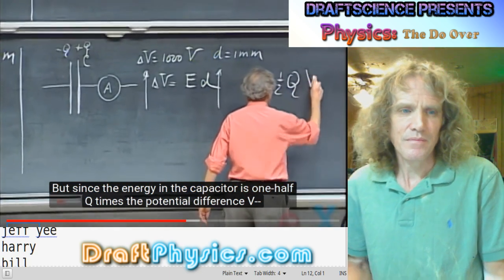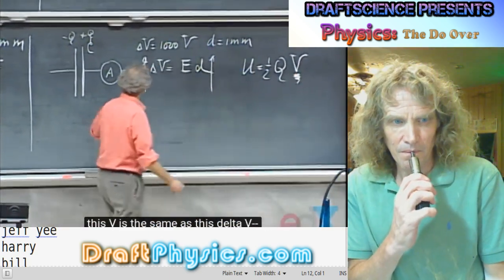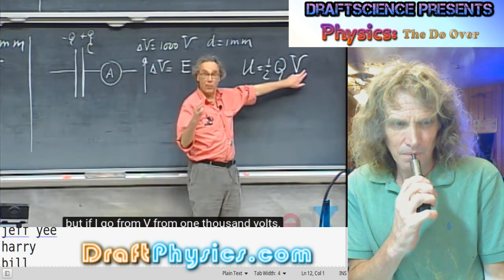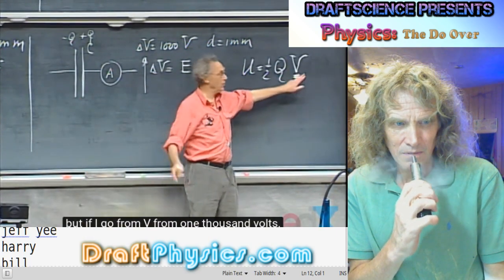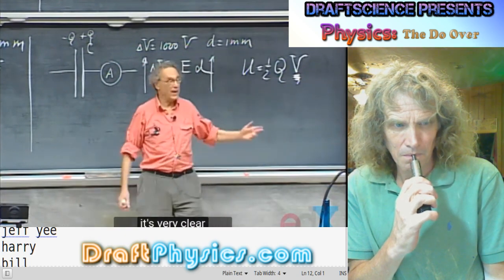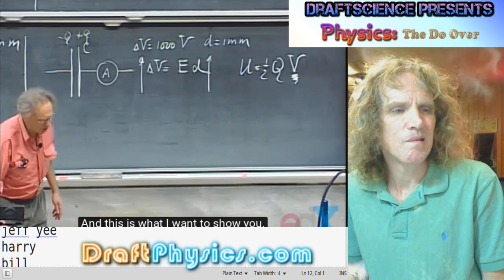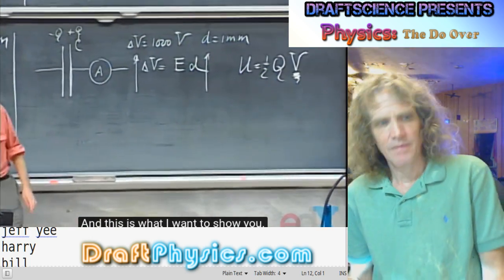But since the energy in the capacitor is 1/2 Q times the potential difference V, and this V is the same as this delta V, if Q is not changing but I go from V from 1,000 volts to 10,000 volts, it's very clear that I have done work. I have increased the electrostatic potential energy. And this is what I want to show you.